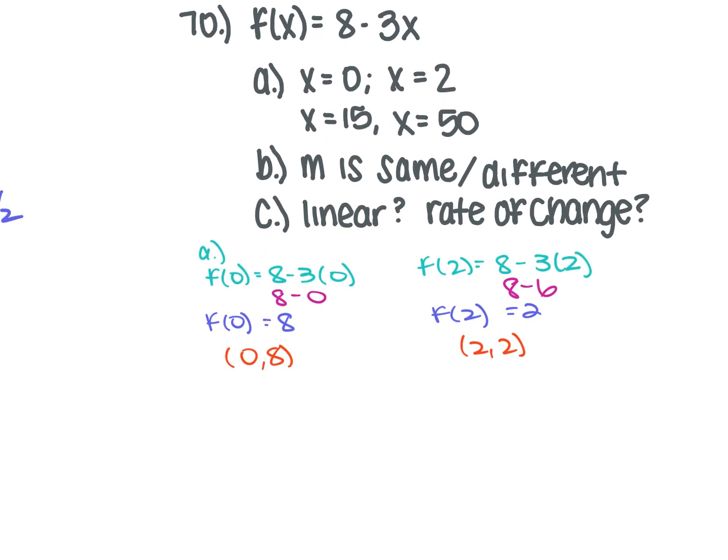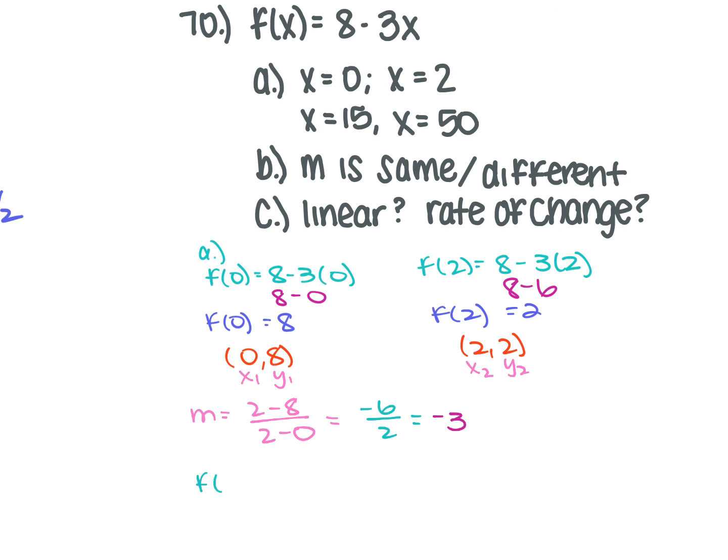If we use x1, y1 with the 0, 8, we'll have x2 as 2 and y2 as 2. So to find our average rate of change, we're going to do 2 minus 8 over 2 minus 0. So that's negative 6 over 2, which is negative 3. We're going to do the same thing when x is 15 and x is 50.